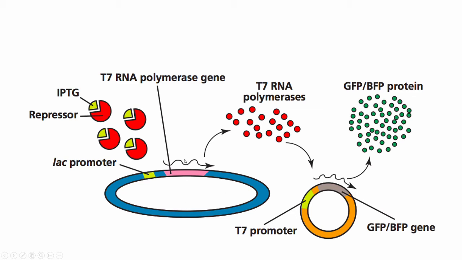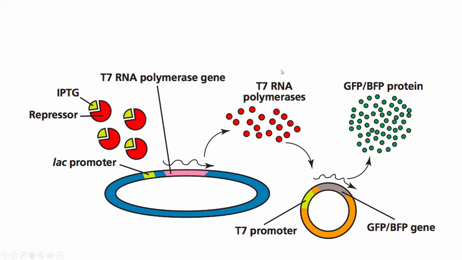Meaning, when the genome of the E. coli makes the T7 RNA polymerase, the T7 RNA polymerase can then come to our plasmid, bind to the plasmid, and transcribe our gene of interest. So here it's the GFP or BFP protein, but for us, that is our beta-gal gene.